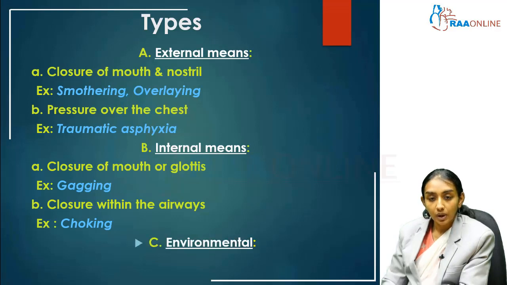Last is environmental, where the environmental air is lacking the oxygen supply because of the presence of some form of toxic gases, or because there is decreased oxygen supply in the air of the environment in which the individual is present. An example for this is high altitudes, where the oxygen level gets decreased.